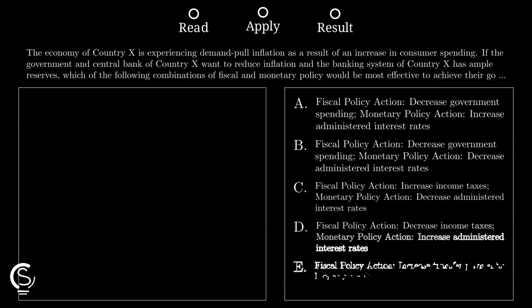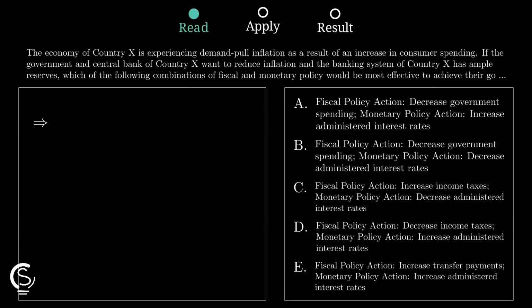Demand pull inflation comes from excess spending, so both policymakers should go contractionary in the short run. That means using tools that reduce overall demand, not tools that stimulate borrowing or consumption. For fiscal policy, contractionary means the government spends less or taxes more. Here, decreasing government spending directly cuts aggregate demand, while lower taxes or higher transfers would push spending upward.